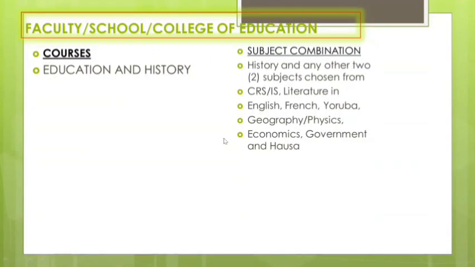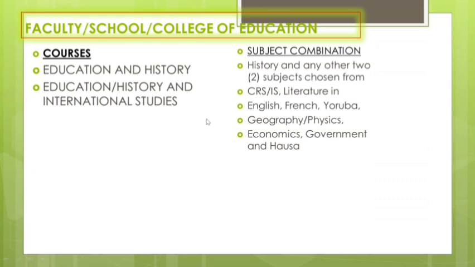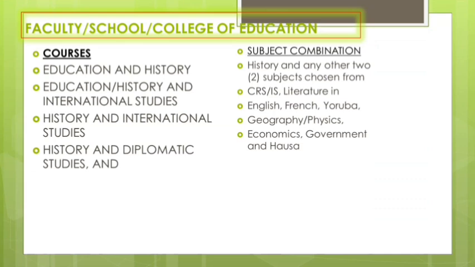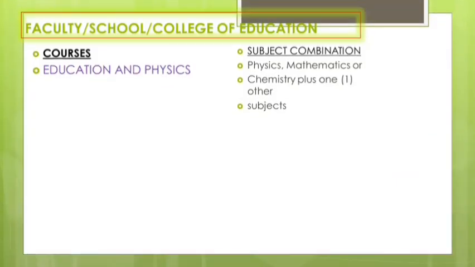Candidate applying for education and history, education, history, and international study, history and international study, history and diplomatic study, and history and archaeology. Your JAMB subject combination include history and any two subjects choosing from CRS or IS, literature in English, French, Yoruba, geography or physics, economics, government, and Hausa. Let's look at other ones. For candidates applying for education and physics, your JAMB subject combination include physics, mathematics or chemistry plus one other subject.